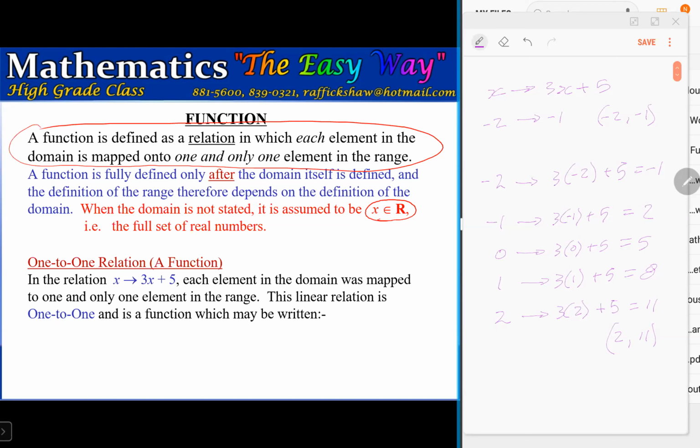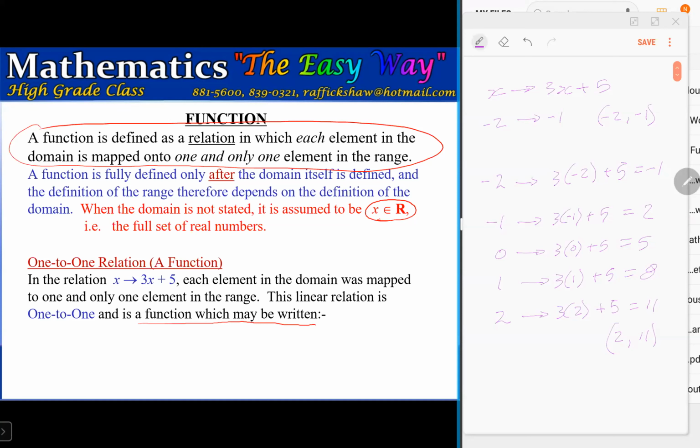It was a linear relation and it was one-to-one. Because if you looked at the mapping diagram, there was only one arrow mapping to one element. One element in the domain was mapping to only one element in the range. There was no crisscrossing or mix-up or multiple mapping, right? It was one-to-one. And because we know the relation is a function, we can now introduce it as a function.